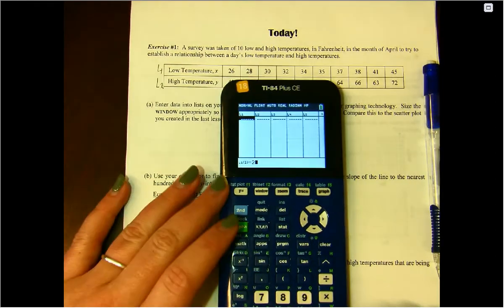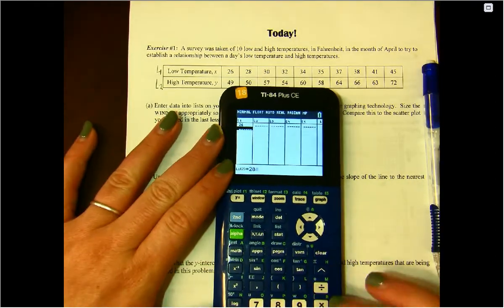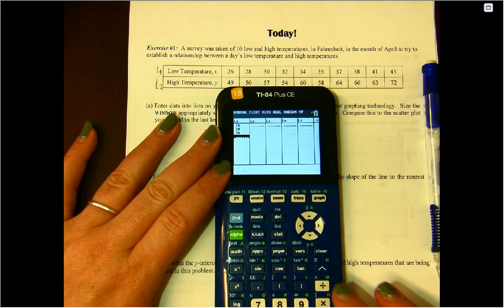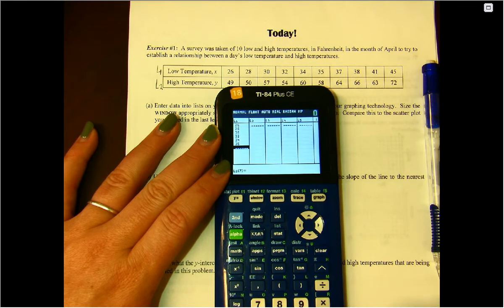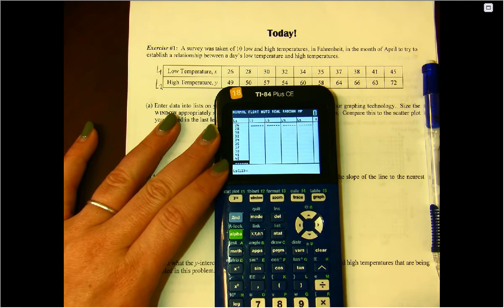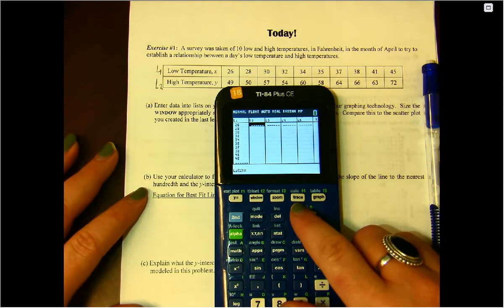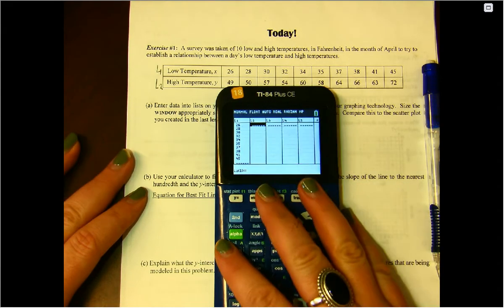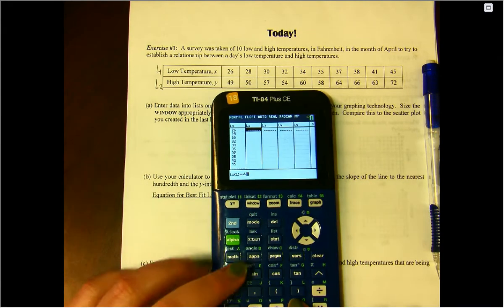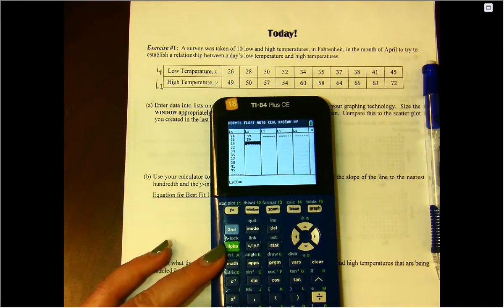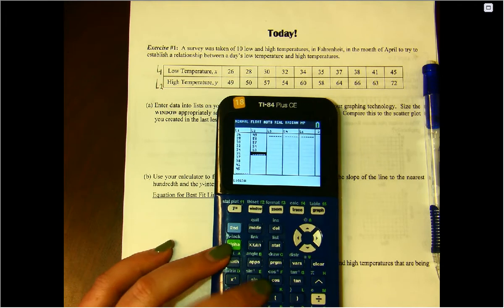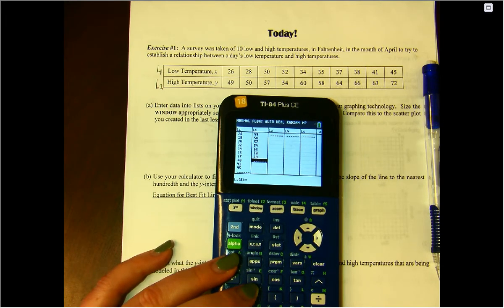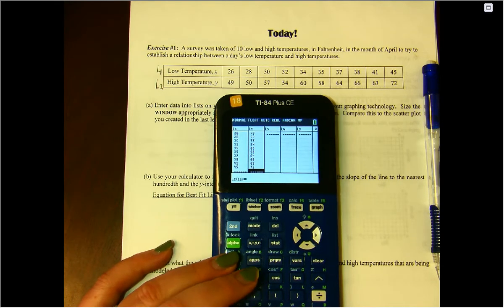So I'm going to have 26, enter, 28, 30, 32, 34, 35, 37, 38, 41, 45. Okay, and then I'm going to arrow over to get to the second list, and I'm going to put this list of numbers. So 49, enter, 50, enter, 57, enter, 54, 60, 58, 64, 66, 63, 72.